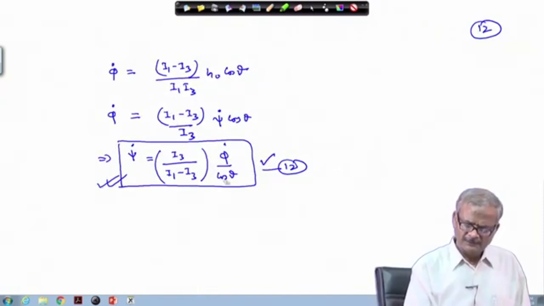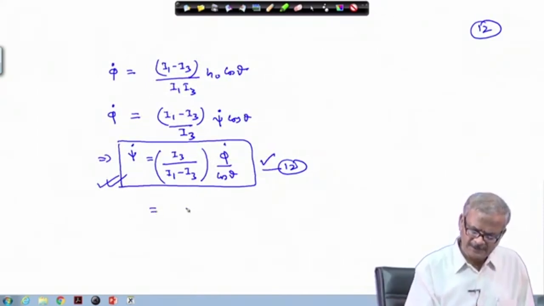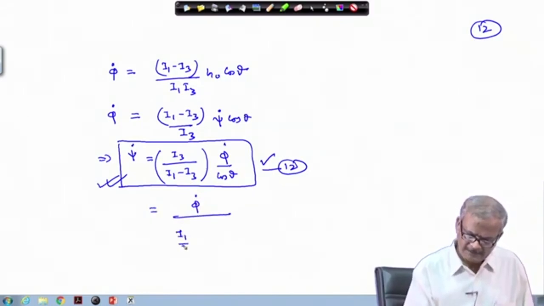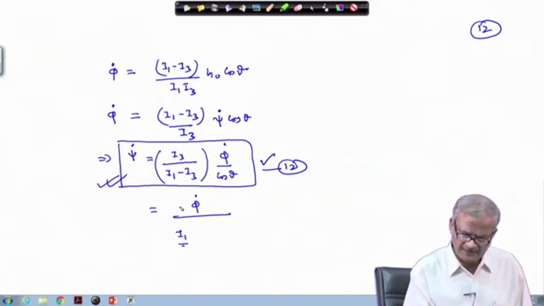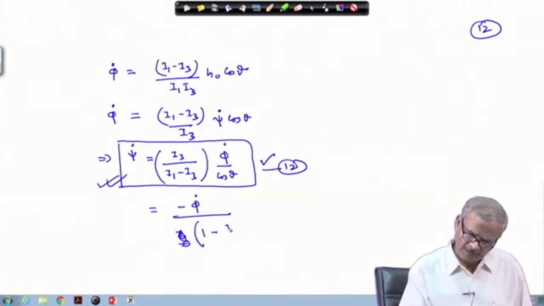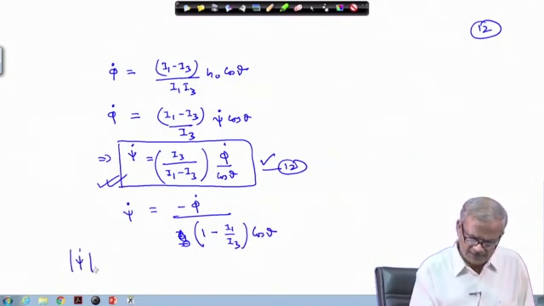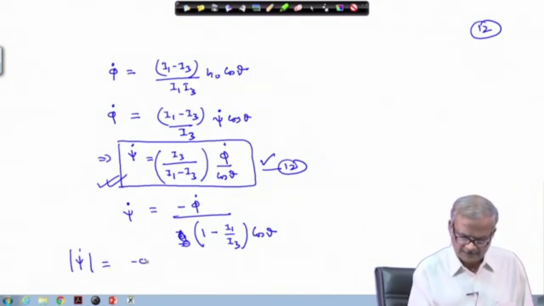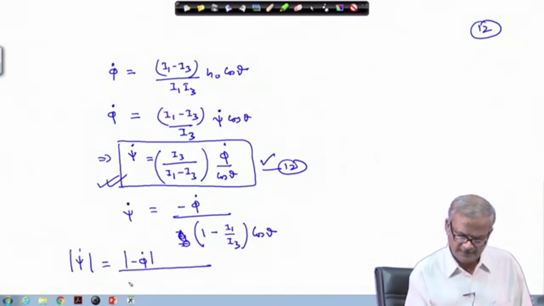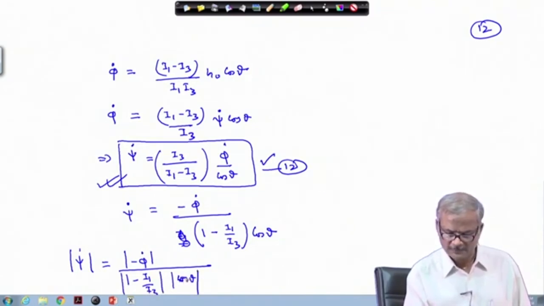And you can do it yourself by writing it as phi dot divided by I 1, and the minus sign we can take outside. So, this will become 1 minus I 1 by I 3, cos theta, this is psi dot, and the psi dot magnitude you can then write as minus phi dot magnitude divided by I 3 magnitude times cos theta magnitude.